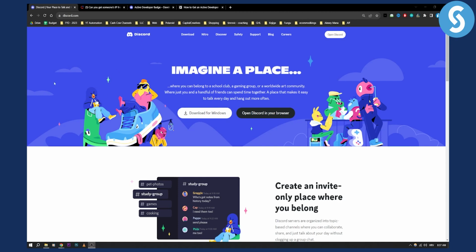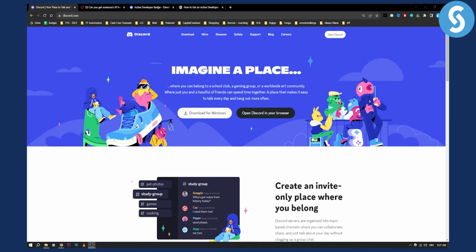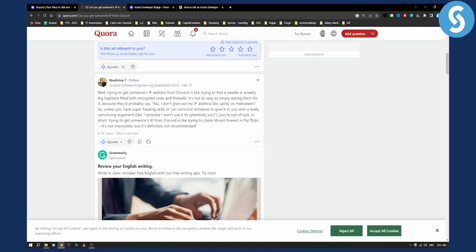Now if you read Discord's Terms of Service, you might have seen that there is no way to find someone's IP on Discord. Even on Quora, trying to get someone's IP address from Discord is like trying to find a needle in a really big haystack filled with encrypted code and firewalls. It's not as easy as simply asking them for it, because they're probably saying no. I don't give out my IP address like candy on Halloween.